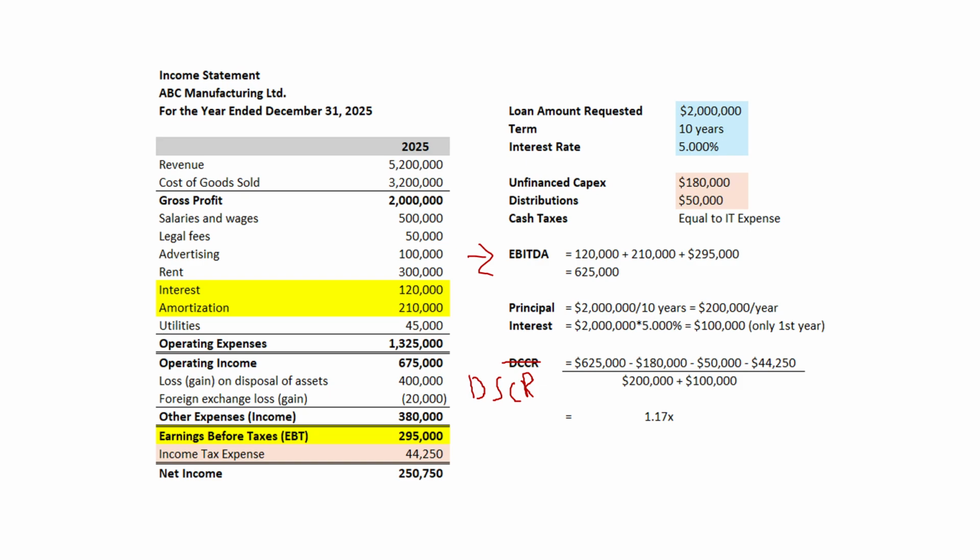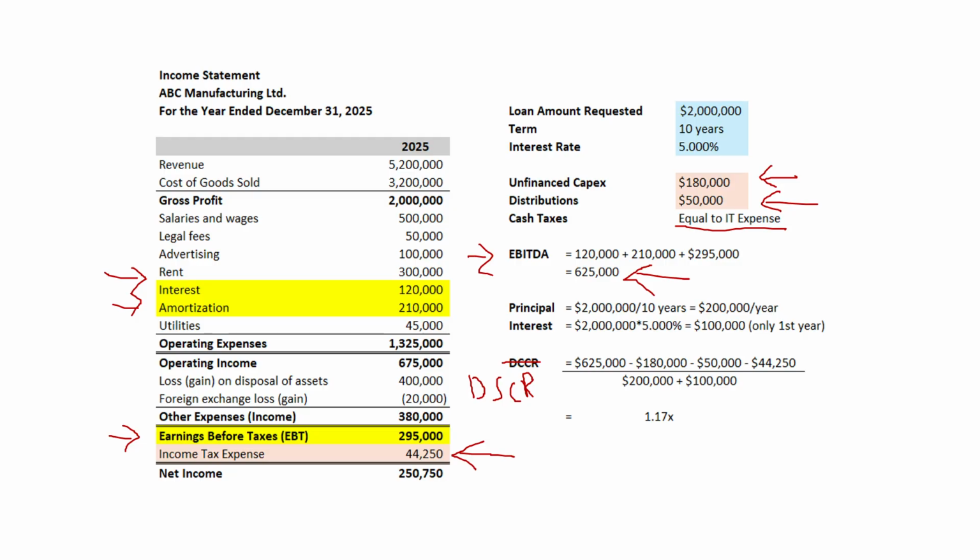The way that I would approach this would be starting from the earnings before taxes line and then adding back interest and amortization. Pretty straightforward, right? That basically gets you an EBITDA of $625,000. Okay, so that's pretty simple. And then we have been given, shaded in orange, the unfinanced capex. We're given the distributions. And then cash taxes is just equal to this right here, for 44,250, because we're assuming that it's just equal to the income tax expense.